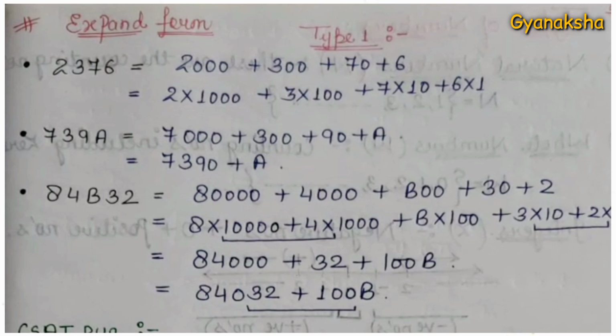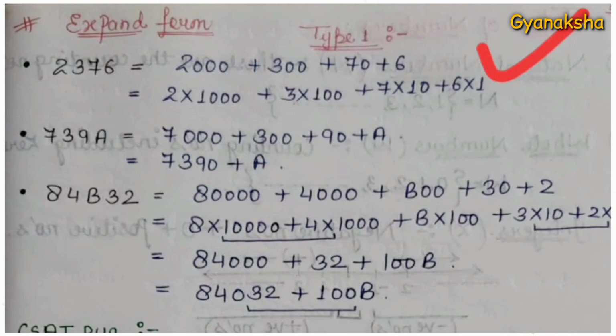Next, we have an exercise. Expanded form. We are solving two types of expansion. Type 1, the number 2376 is written. In junior classes, we all do it in such a way. 6 is at the position of 1, 7 is at tens, 3 is at 100 and 2 at the 1000 position. So 2 multiplied by 1000 plus 3 multiplied by 100 plus 7 multiplied by 10 plus 6 multiplied by 1.